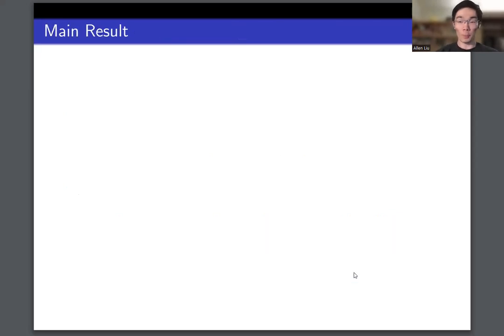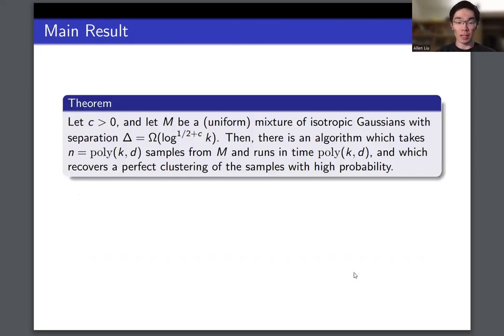Okay, so the main result in our paper is that essentially, yes, we can cluster in polynomial time almost down to the information theoretic limit. More precisely, for any positive constant c, if the separation is log^(1/2+c) k, then there's an algorithm which takes a polynomial number of samples, runs in polynomial time, and recovers a perfect clustering of the samples with high probability. So again, this essentially matches the root log k information theoretic limit.